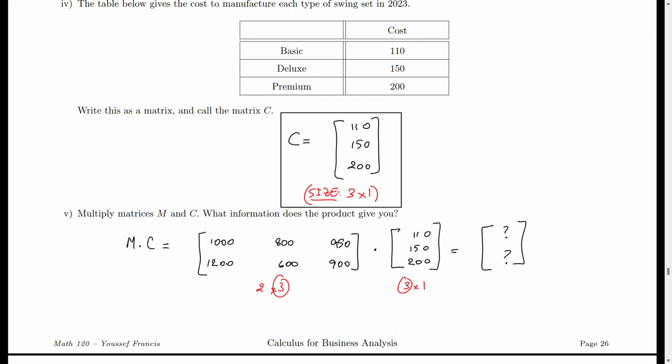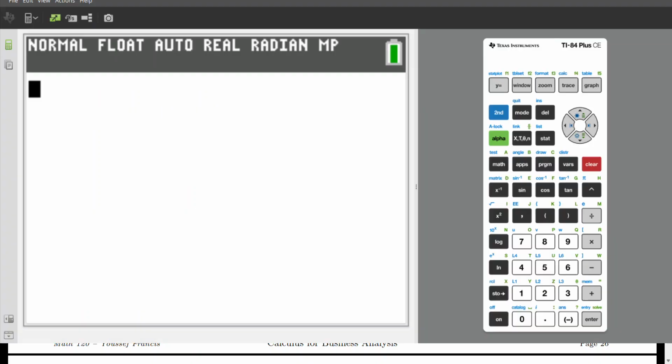Now, if you forget your calculator and you want to do this by hand, how would you go about doing it? You would take your 1000 and multiply it with the 110, then multiply the 800 with the 150, then multiply the 950 with the 200, add up all the answers, and those all go in the first entry on top. Since this is going to be a lot of work, let's go ahead and use the TI calculator to speed up the process a little bit.